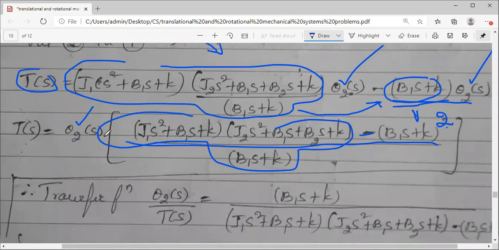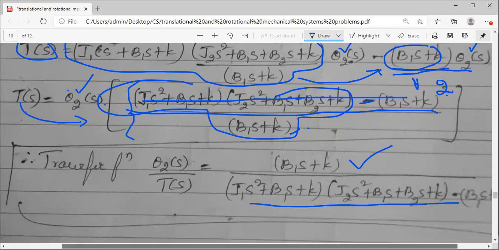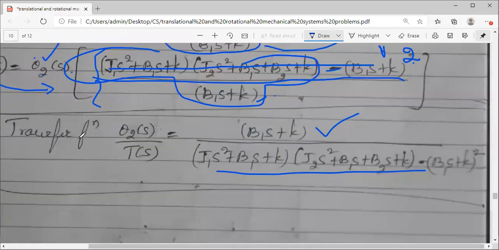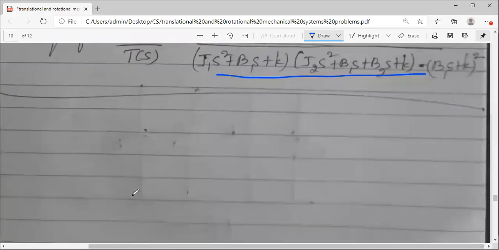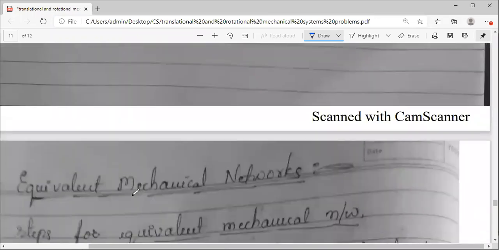So this is theta 2 common, taking common, you will get this. I want theta 2 by T. So take this to the denominator, and exchange the numerator and denominator. So this denominator will go to the numerator, and this big term will come into the denominator. Okay, this is your transfer function. Hope you understood this.